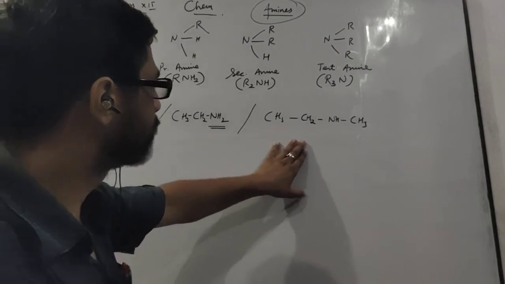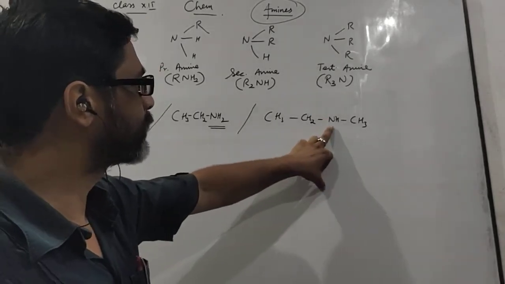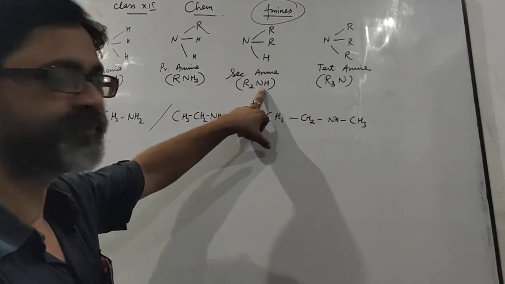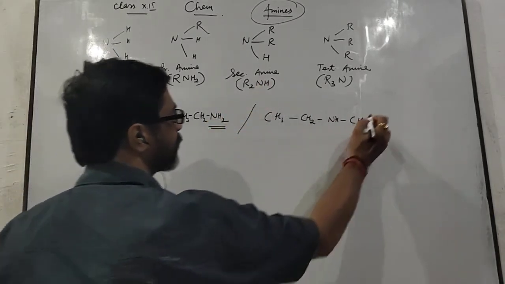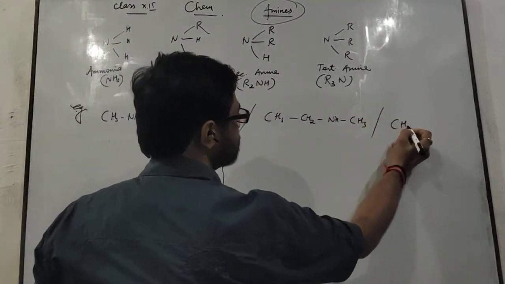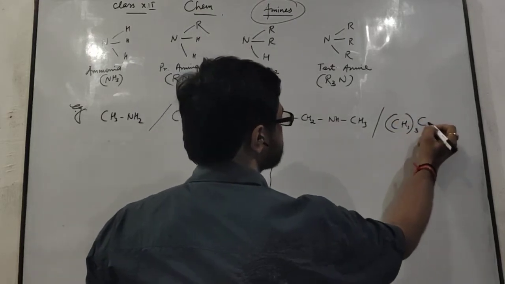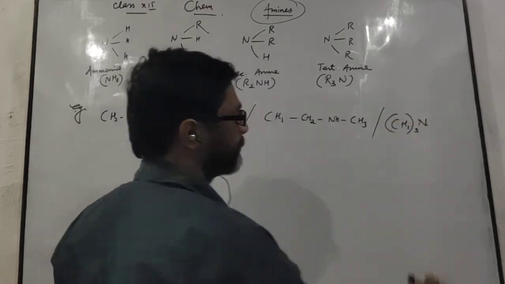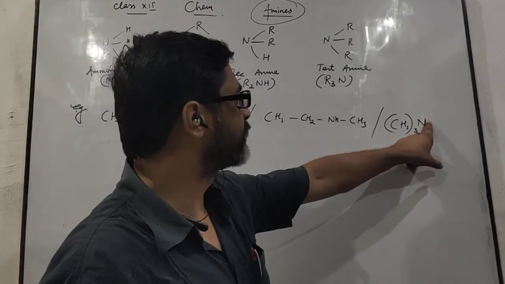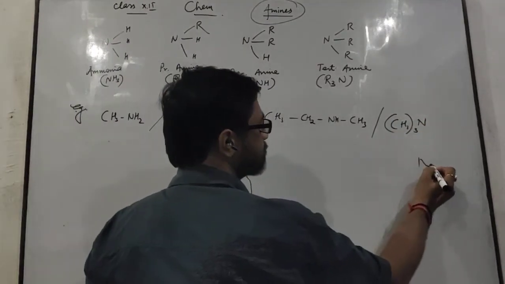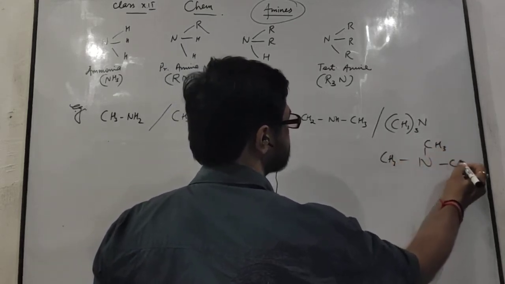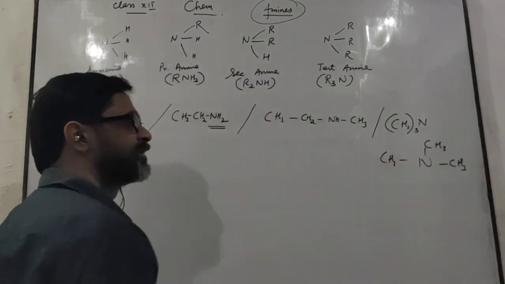Can you tell which type of amine this is? This one is amine due to NH, and this is a type of secondary amine. Okay. In tertiary amines, we see that this one is CH3N. This is a type of tertiary amine. The structure of this one is like this: CH3, CH3, CH3. This one is tertiary amine.